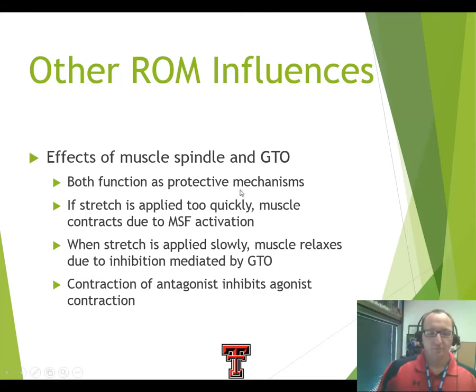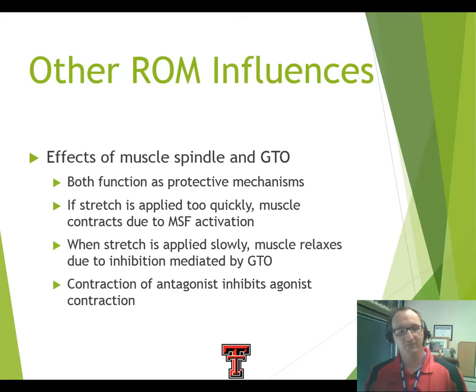Okay, so these are protective mechanisms. If the stretch is applied too quickly, then the muscle contracts because the spindle fiber is activated. If it's applied slowly, then the muscle relaxes and we get GTO inhibition. So a lot of our static stretching is intended to get the GTO to help out. A lot of our PNF work is intended to get the muscle spindle active so that we can increase recruitment.